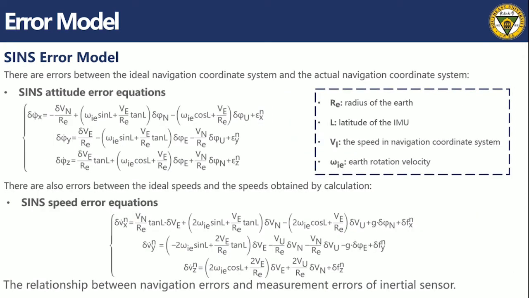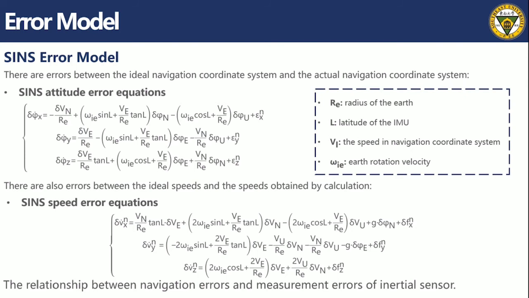Then comes the SINS error model. There are errors between the ideal navigation coordinate system and the actual navigation coordinate system. In order to reflect the changes of error angles between these two coordinate systems, the first formula, SINS attitude error equations, is established. Similarly, the second formula, SINS speed error equations, is established according to the errors between the ideal speeds and the calculated speeds. The SINS error model establishes the relationship between navigation errors and measurement errors of the inertial sensor.